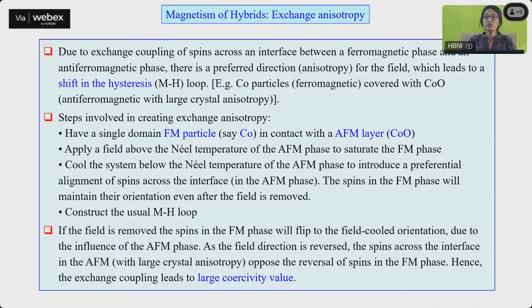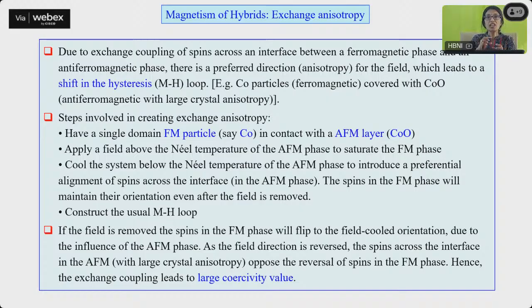Now you have something which is known as exchange anisotropy, and this you see in magnetism of hybrids. So there is going to be an exchange coupling of spins across an interface. If you have a ferromagnetic phase and an antiferromagnetic phase which are adjacent to each other, there is going to be an exchange coupling of spins across an interface, and there is going to be a preferred direction or anisotropy for the field, and this is going to lead to a shift in the hysteresis loop.